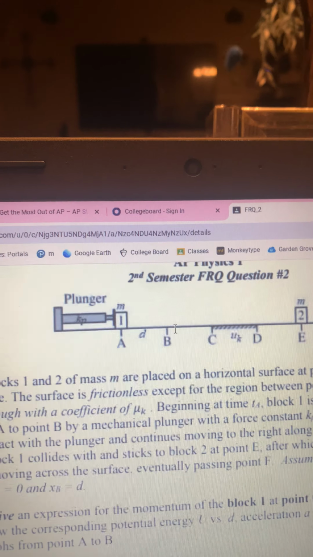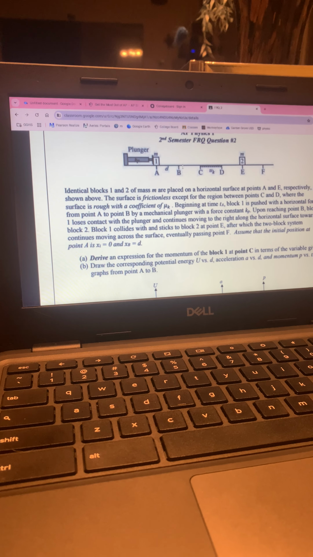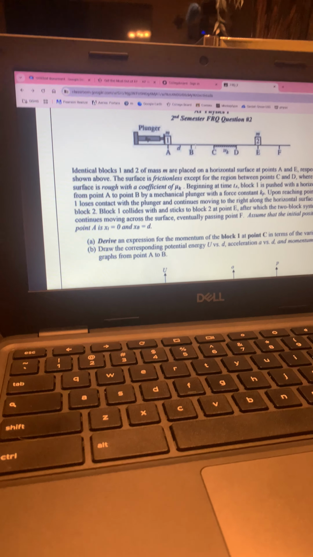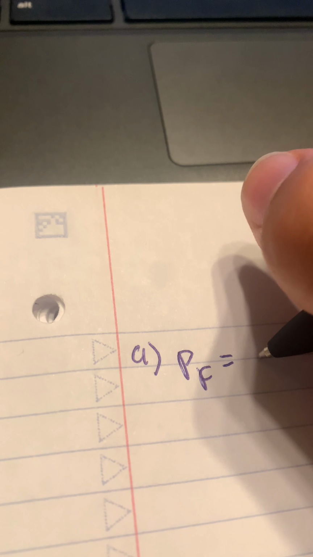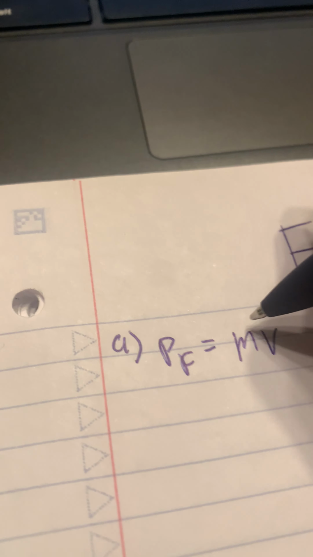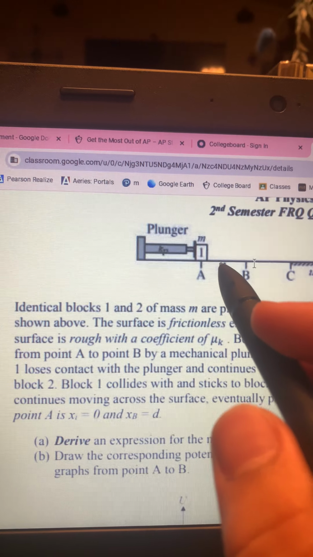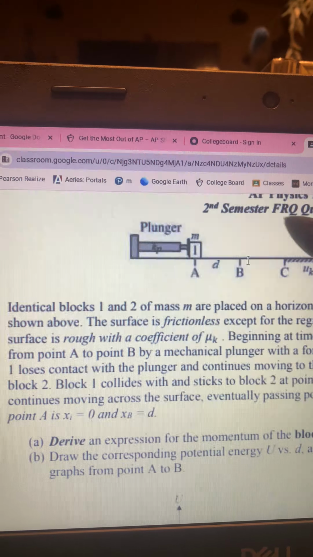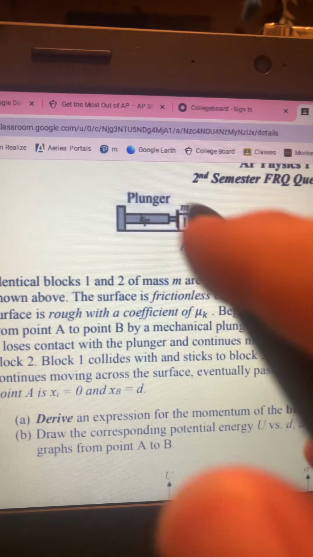Alright, so for FRQ2, we're given a plunger system with two masses and a spring. For part A, it asks us to derive an expression for the momentum of block 1 at point C. We can set up the equation that momentum final is equal to mv, and since m is already a variable, all we have to do is find v. We know that at the start, the plunger system is at max potential energy, and at B, it will be at its final kinetic energy, which is a distance of d.